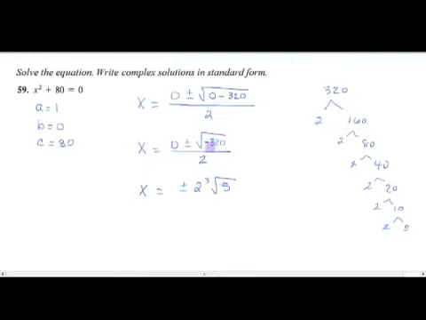And of course I know I'm taking the square root of a negative, so I'm going to have an i, all over 2. So that's plus or minus 8 divided by 2, which is 4i square roots of 5, plus or minus. So those are my complex solutions in standard form.